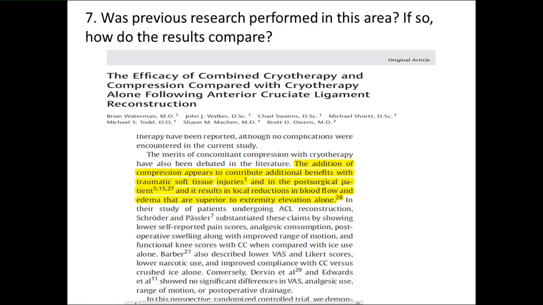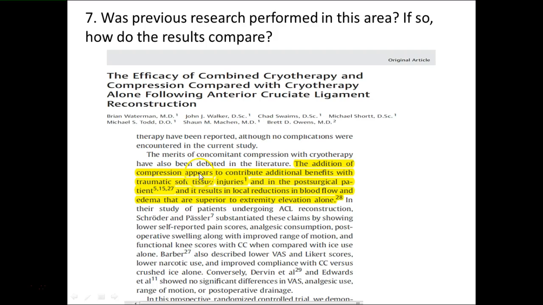Moving forward, what we want to know is, was previous research performed in this area before? And if so, how do the results compare? And so you can imagine that we're actually going to go into the conclusions section, and that's where the authors hopefully are going to compare and contrast their results, right, with previous results. And so here's a prime example of that.